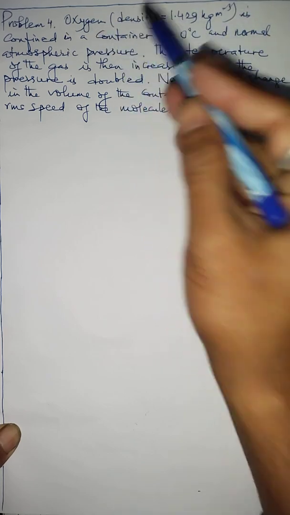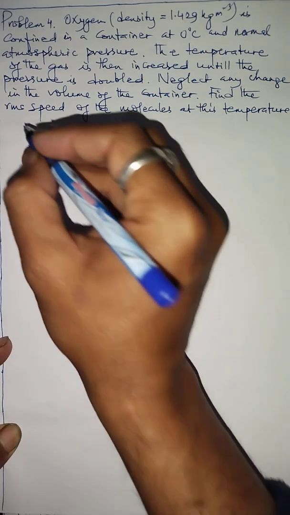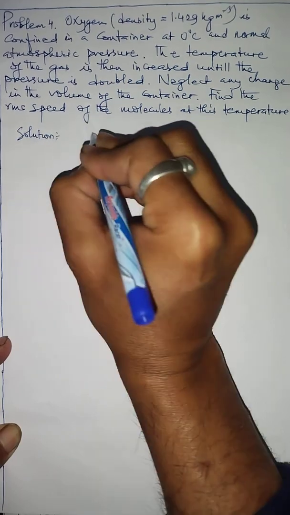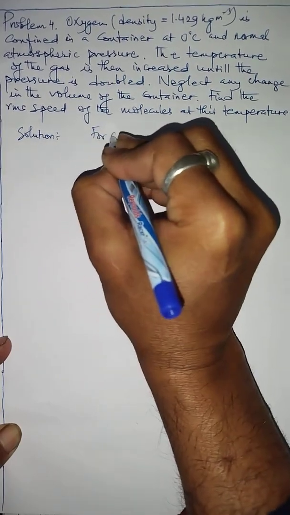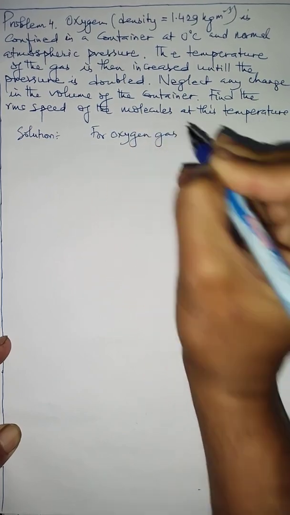Now the question says that oxygen, one of the gases, we take this gas as an ideal gas whose density is given as 1.429 kg per meter cube. So let me just write it down and start the solution of this question. So we are dealing with which gas? For oxygen gas, your density is given.